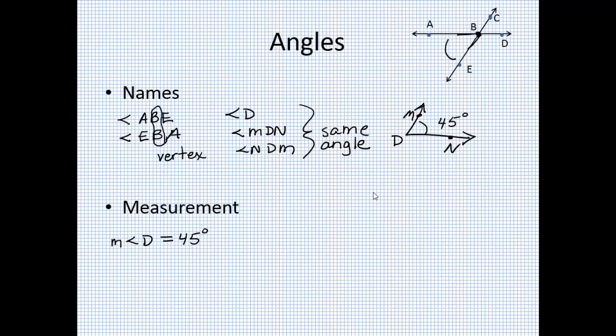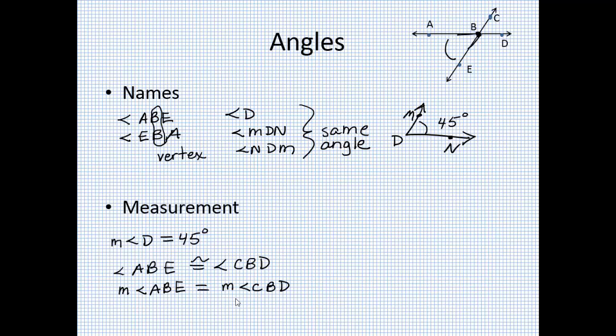If we have 2 angles that are equal, for example in the top picture, angle ABE is congruent to angle CBD. Those figures are the same size and shape, so we use the congruent symbol. It's also true that their measurements are the same. So the measure of angle ABE and the measure of angle CBD are both 45 degrees.